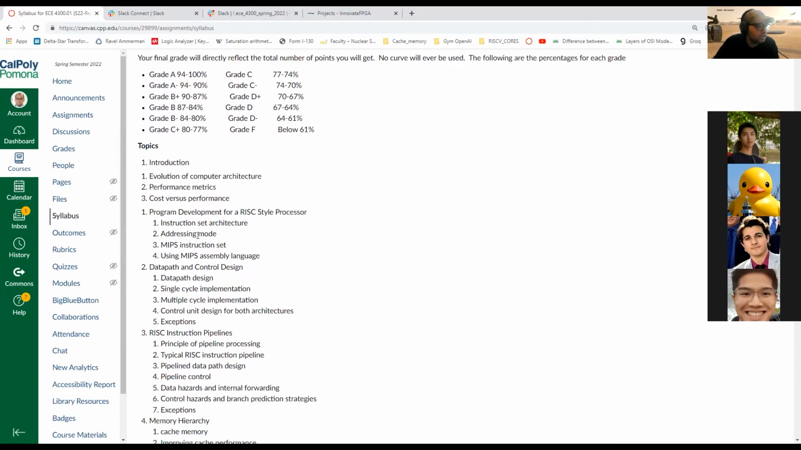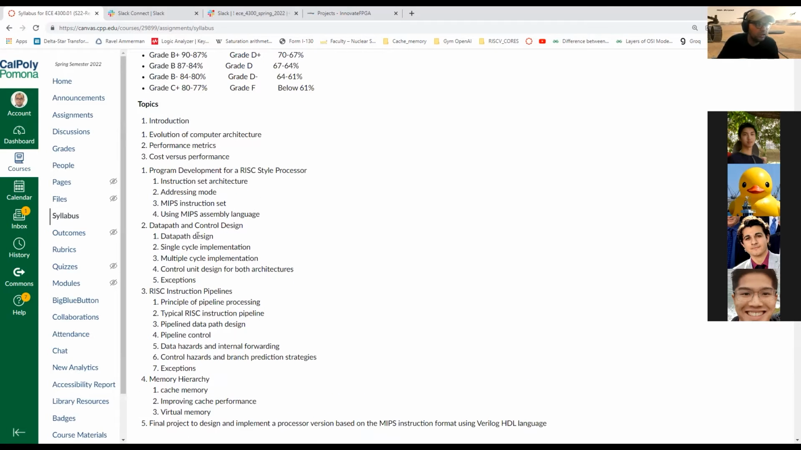The topics covered by this course: the introduction, which we already started. Then the evaluation of computer architecture, that's chapter one, and the performance metrics and cost versus performance. That will be the first chapter in the book by Hennessy and Patterson. Then the second will be the programmability of the RISC style processor, and that will take MIPS as a use case. Instruction set architecture will be discussed. Addressing modes will be discussed. The MIPS instruction set will be discussed. Using MIPS as assembly language will be discussed.